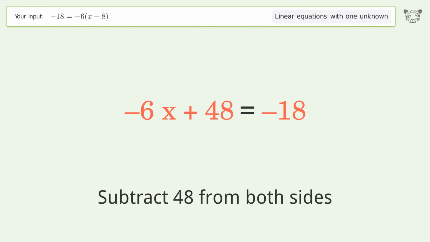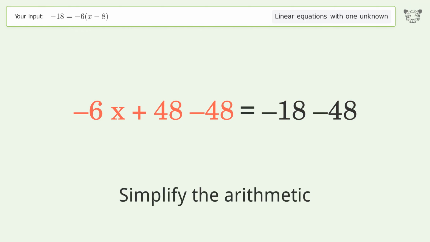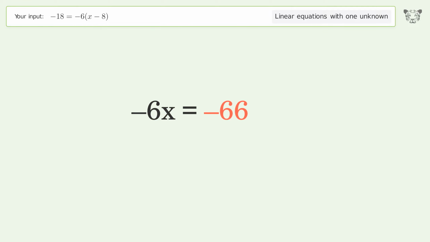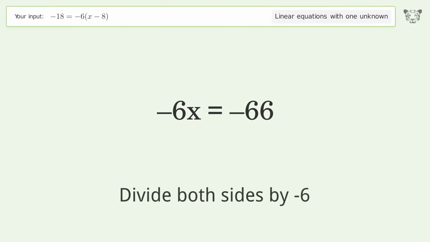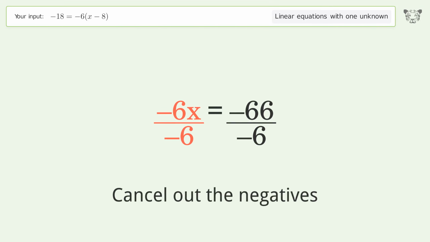Subtract 48 from both sides. Simplify the arithmetic. Isolate the x. Divide both sides by -6. Cancel out the negatives.